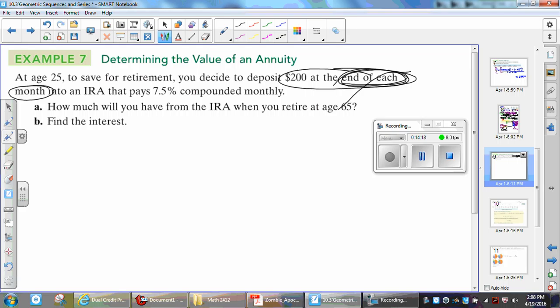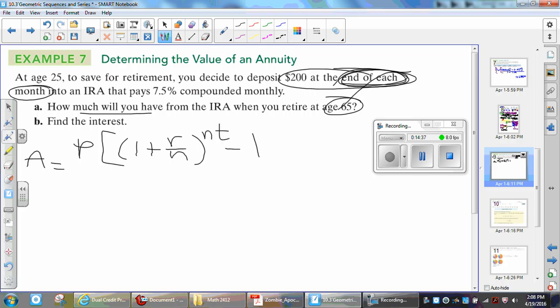Okay, so I'm going to copy the formula that we need. We need to determine how much you would have there by the age of 65. So let's do this quickly, please. Well, it says that whoever is saving is 25 right now.